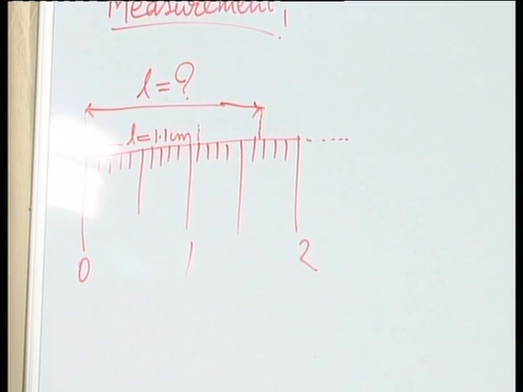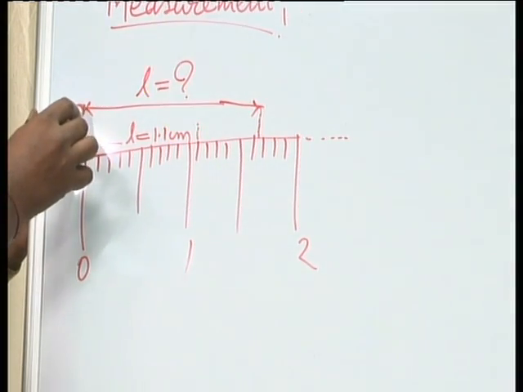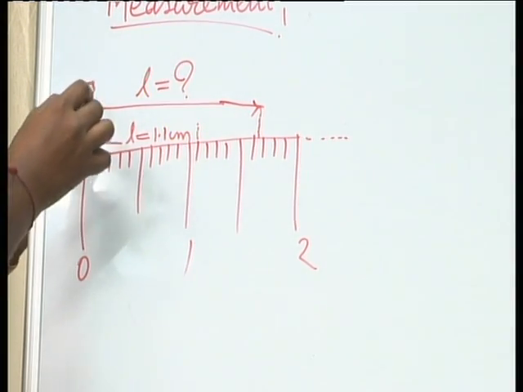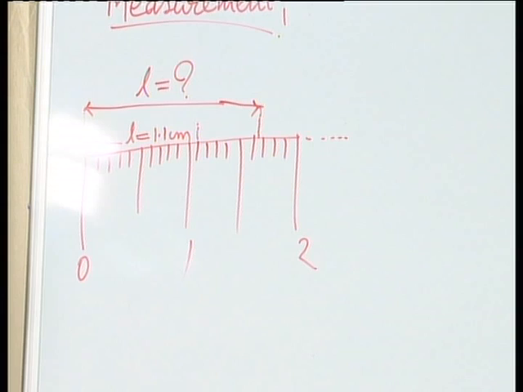So I hope you understand the problem. You have a pen, and you want to measure the length of the pen. The 0th division coincides with one end of the pen. The other free end stands between 1.6 and 1.7 centimeter of the scale. Now the question is, what is the length of this article?